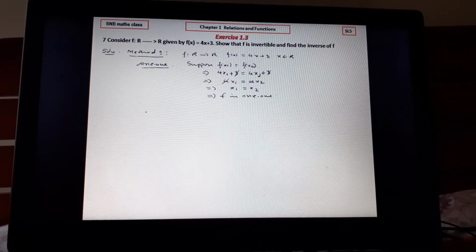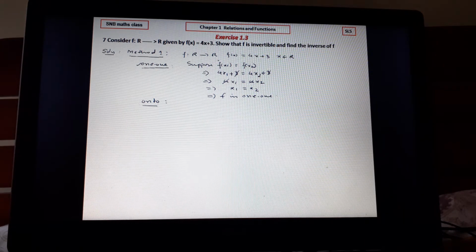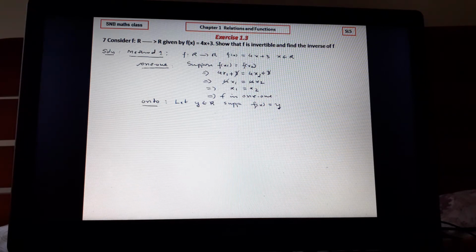Second, we have to show that it is onto. Now, what is the process of proving onto? What you have to do is take an element y here, show that it has a pre-image x here. So, let y be in R and suppose f of x equal to y. Now if you are able to find x here, that means this x becomes the pre-image of y. So let us do that now.